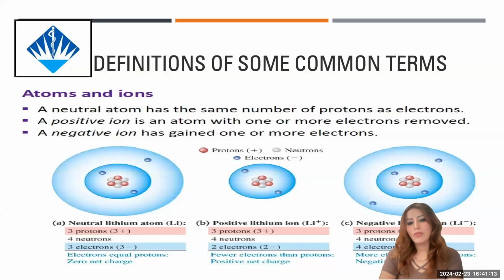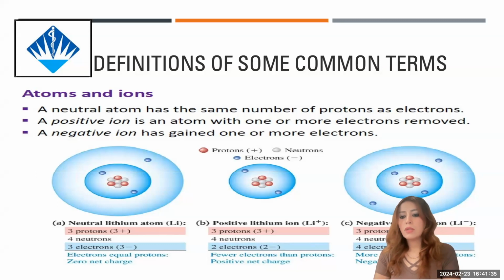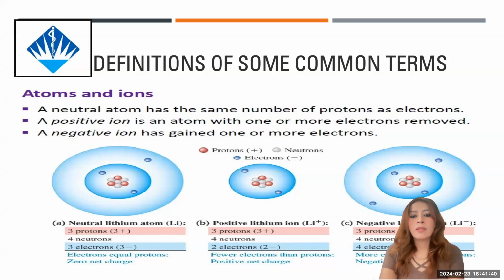Let's look at the definition of atom and ion. A neutral atom has the same number of protons as electrons. A positive ion is an atom with one or more electrons removed, and a negative ion has gained one or more electrons. As an example, you can see a neutral lithium atom with zero net charge, a positive lithium ion with a positive net charge, and a negative lithium ion with a negative net charge.